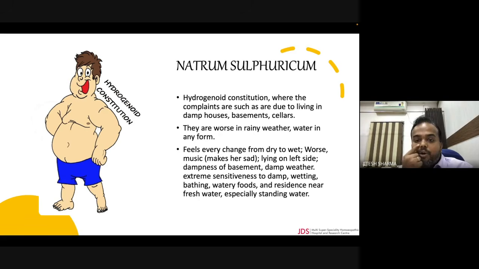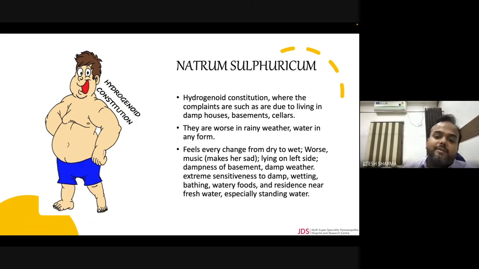Natrum sulf. We all know the hydrogenoid constitution. They live in damp houses, basements, cellars. They are worse in rainy weather and in water in any form. They don't like it at all. They feel every change from dry weather to wet weather. Worse from music. It makes them sad.